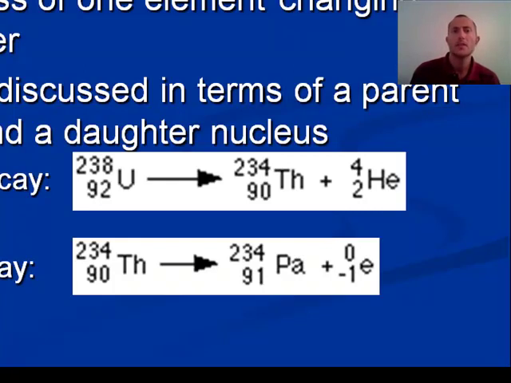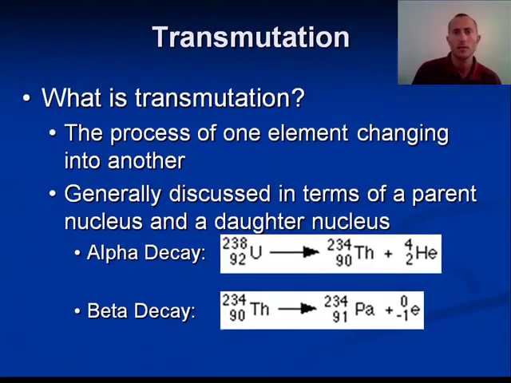The uranium has an atomic number, the number of protons, of 92. Thorium is 90. So we've gone from a nucleus with 92 protons to a nucleus with 90. And then the process of beta decay takes that thorium nucleus with 90 protons and changes it into palladium, which has 91 protons. Those were examples of natural decay or natural transmutation.